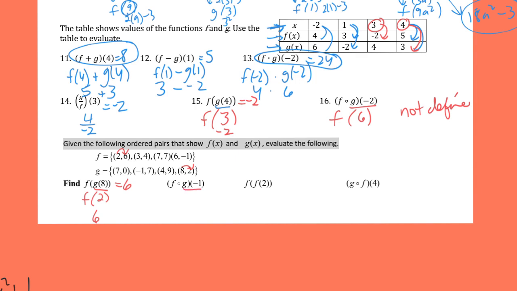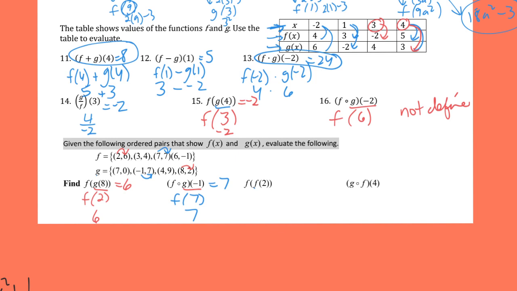Doing G of negative 1, plugging X is negative 1 into G, the result is 7. Let's do F of 7. If you plug in 7, it looks like we get 7 as an answer. So your final answer to this is 7. Again, once you do the first function, that output is the new input to the second function.